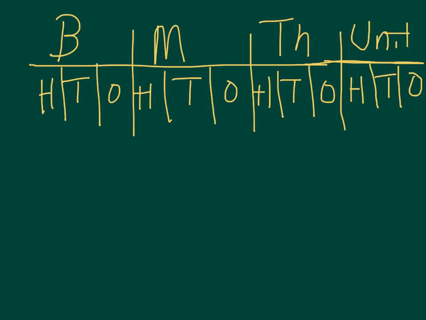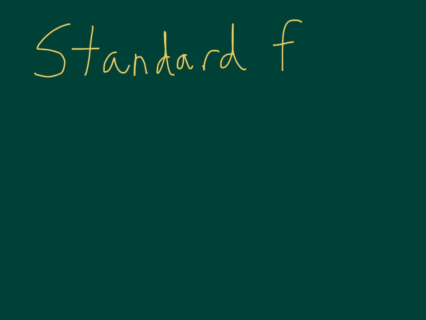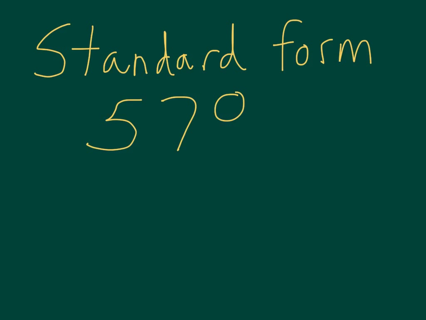So we have 3 different ways that we write numbers. The first is called standard form. Standard form is just writing the number as a number. So if I wanted to write 578, that would be the standard form of 578.